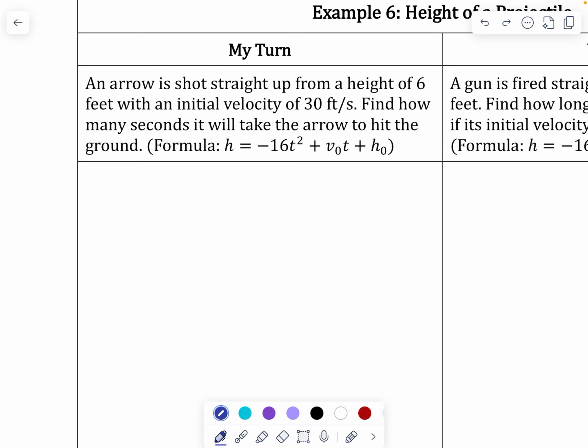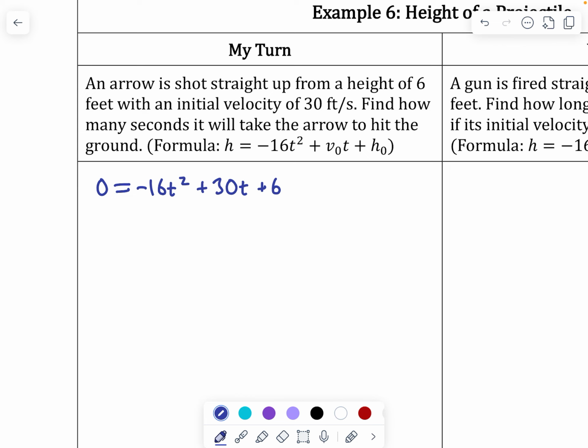So, using this formula, what is h? What are we trying to find? Well, we're trying to find when it hits the ground. What is the height when the arrow hits the ground? The height of the arrow will be 0 when it hits the ground. The initial velocity is 30, and the initial height is 6.